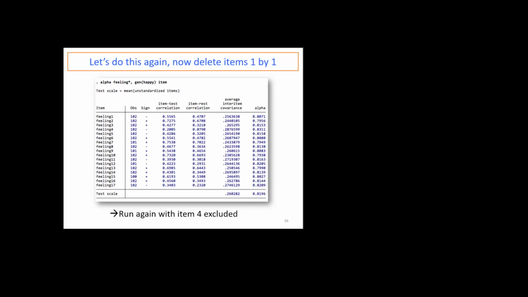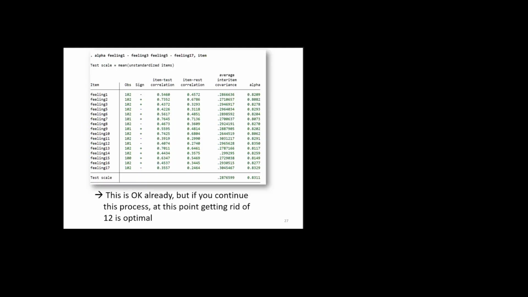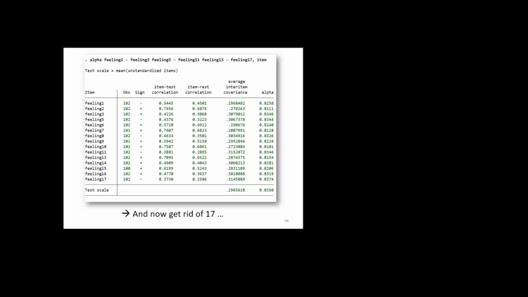You can also do it another way, because we just deleted 2 items at the same time, but you can imagine if you would delete 1 item, that will also have an effect on the other values. So now we're doing it one by one. First we're deleting item 4. And then if you look at it again, it's not 17 that should be deleted, but 12. So you get a higher alpha score. So we are going to delete 12.